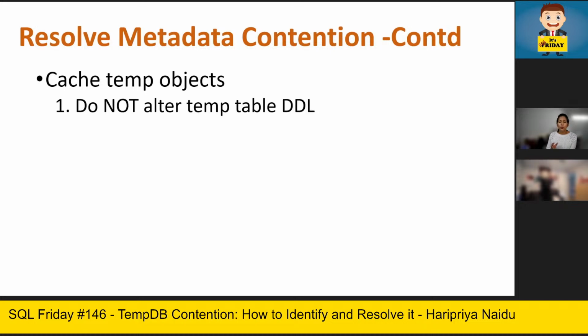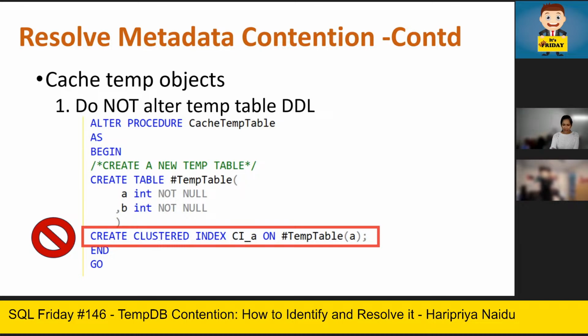First thing, when you create the temporary table, do not alter the DDL of the temporary table after its creation, which means, look at the code here. You see, you have create temp table, and then you create the index outside of the table definition. You see this here, create clustered index. Do not do that, because once you create an index outside of the table definition, that means you are altering the DDL of the table. When you alter the DDL of the table, it cannot cache this temporary table. That's very important to understand. So do not create an index outside of the table definition, which means you're altering the temp table DDL. It cannot cache that table.